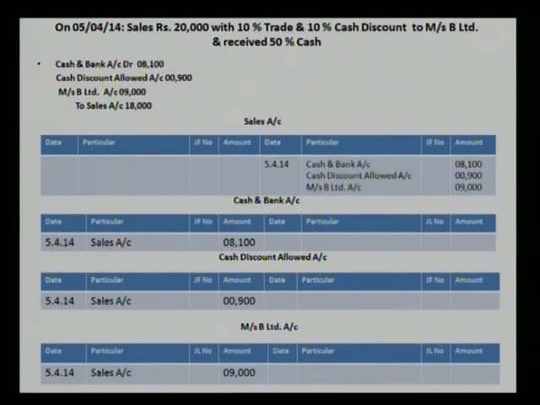Again, we have to open the account number 3, that is Messrs B Limited's account, and again we have to debit, and we have to mention the date as well as the name of the counter account. In this example, it will be the sales account, and we have to mention the amount of credit sale, that is 9,000 rupees.